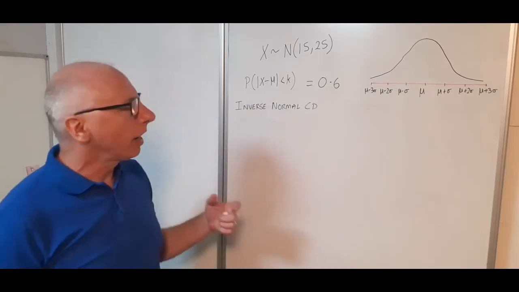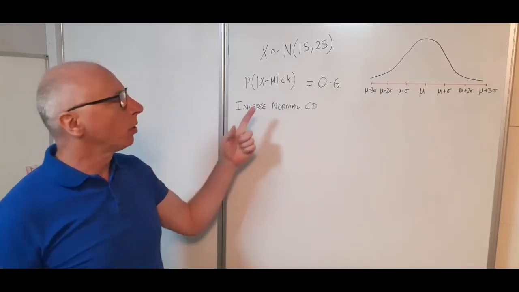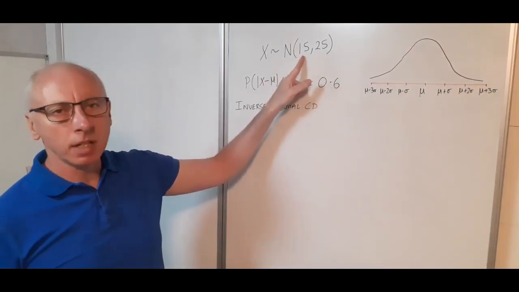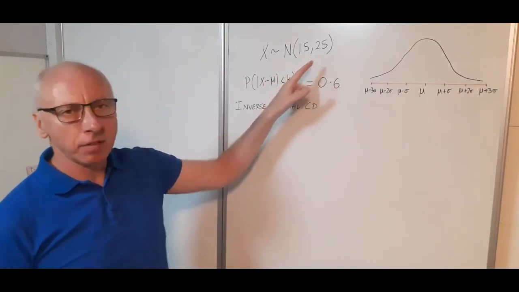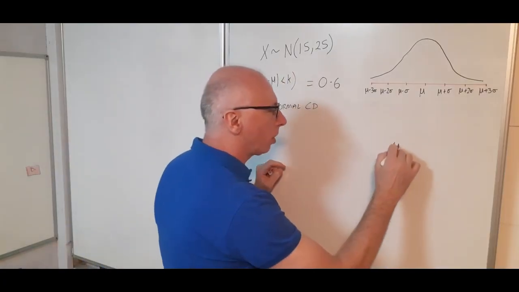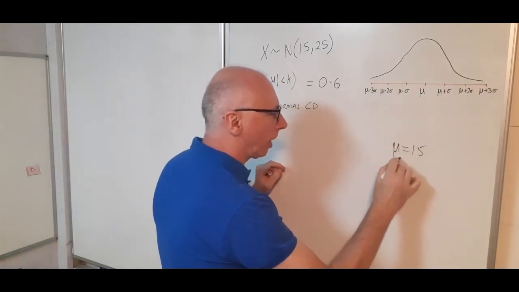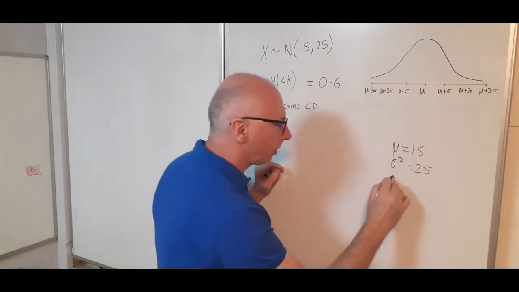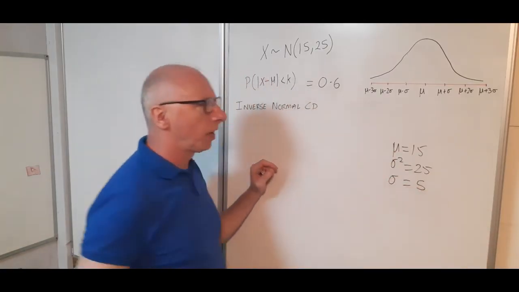So in this question here, x is a random variable normally distributed 15, 25. So that means the mean is 15 and the variance is 25. So mu equals 15, variance equals 25. Straight away we can get the standard deviation, which is 5.